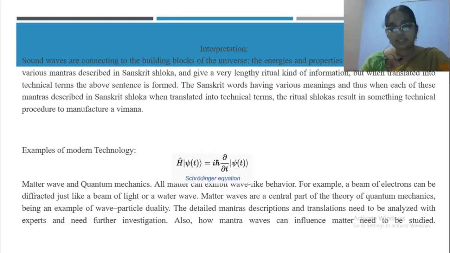So the detailed mantra descriptions and translations need to be analyzed with experts, and further investigation is also needed on how mantra waves can influence matter. This also needs to be studied.